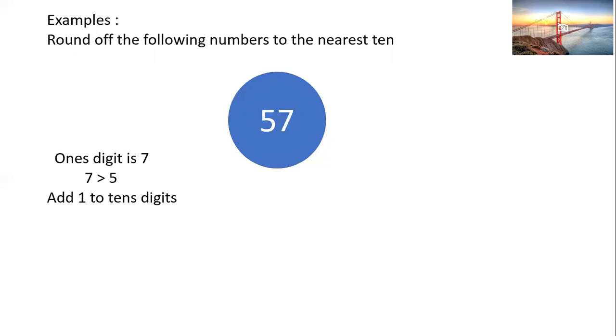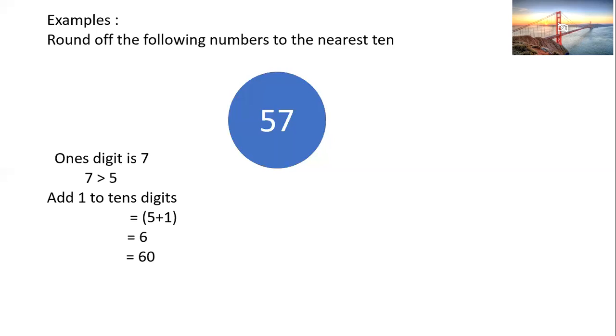The tens digit place value is 5, so you just have to add 1. 5 plus 1 equals 6. So the rounded value of 57 is 60.